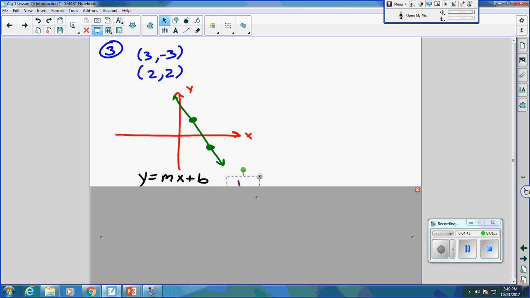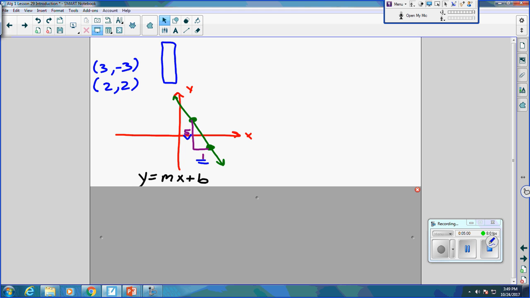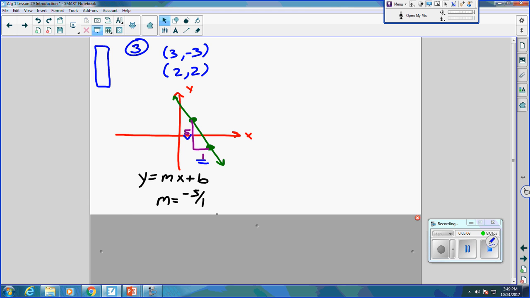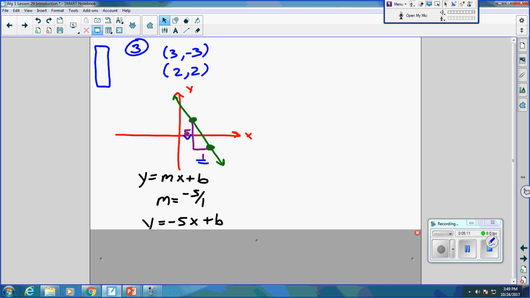And again, I'm going to make a triangle between the points. From the points, not on my grid since I can't count this, the distance between 3 and 2 is a run of 1. The distance between -3 and 2 is a rise of 5, or negative 5. And again, I do the math from the points. If I get that, then the slope is -5/1, or simply -5. So I plug that in my equation for m.